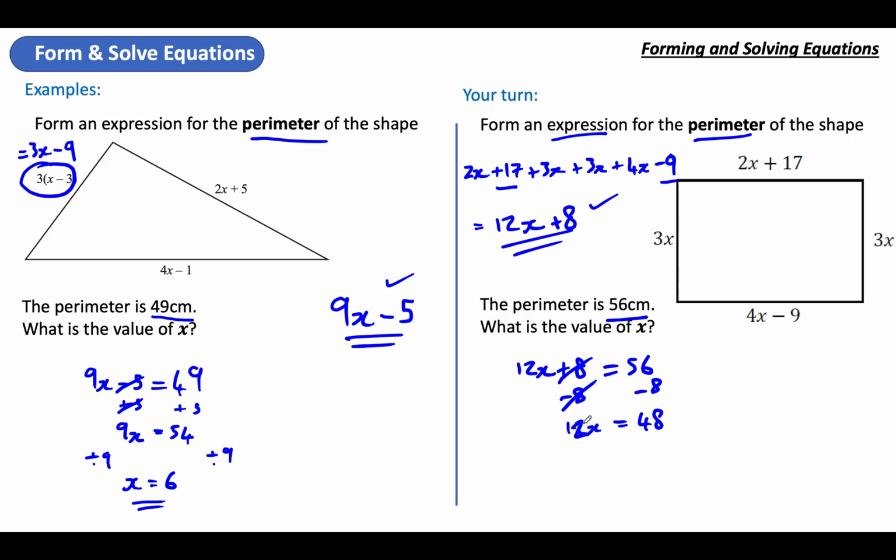But that's 12x. I don't want 12x, I only want one of them. So divide by that number touching the letter. How many 12s in 48? There are 4. So that is the value of x in this particular question. Okay.